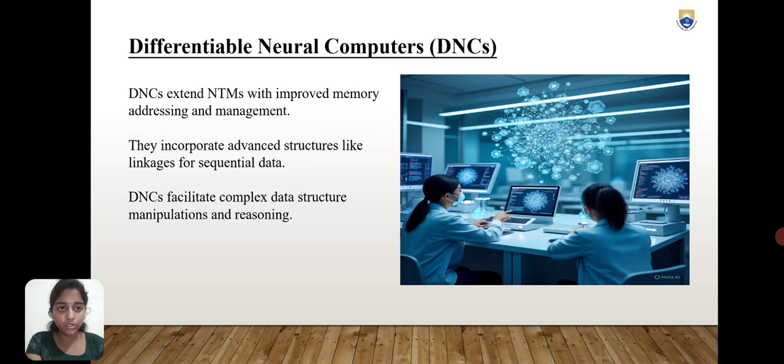Differentiable neural computers (DNCs). DNCs extend NTMs with improved memory addressing and management. They incorporate advanced structures like linkages for sequential data. DNCs facilitate complex data structure manipulations and reasoning.